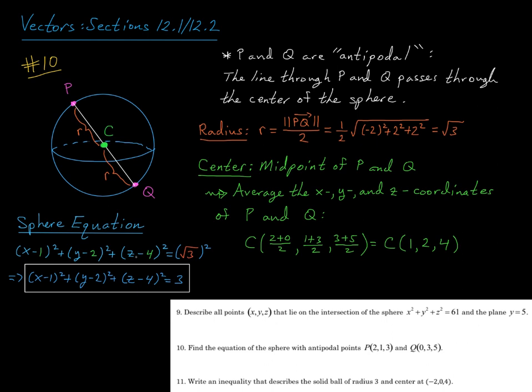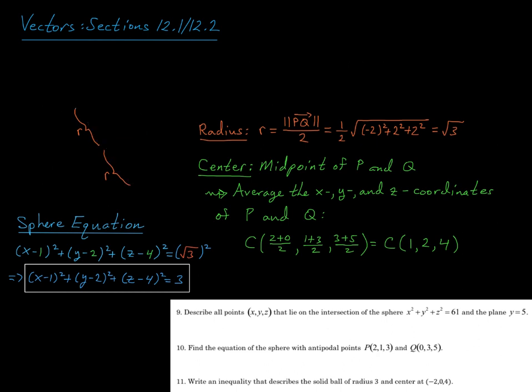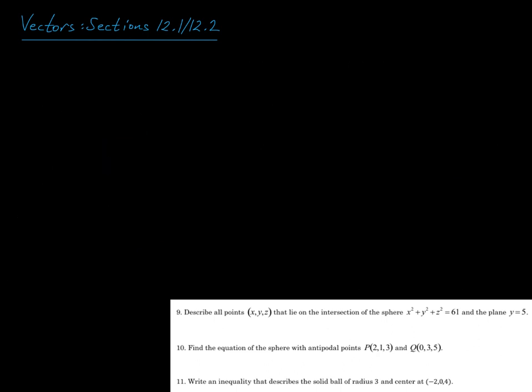So putting that all together, for our standard form of a sphere, we have x minus 1 quantity squared plus y minus 2 quantity squared plus z minus 4 quantity squared, and that's got to equal the square of the radius. So we need a 3 there on the right side. All right, great. And so then to finish, let's look at question 11. It says, write an inequality that describes the solid ball of radius 3 and center at the point negative 2, 0, 4.